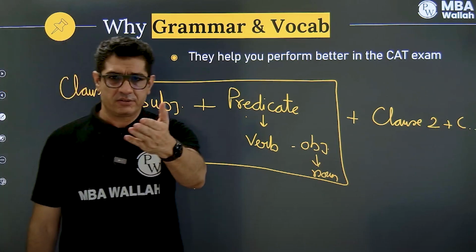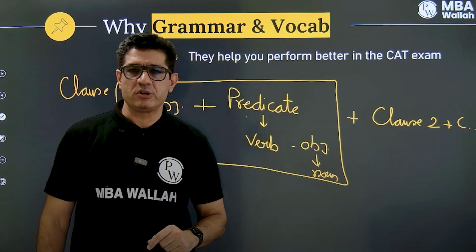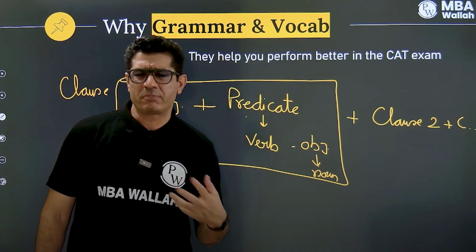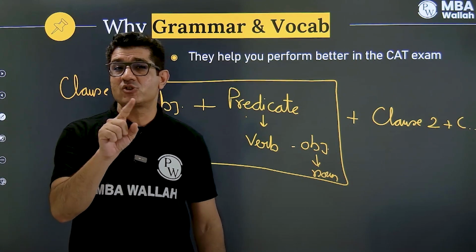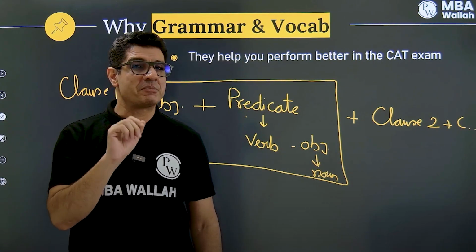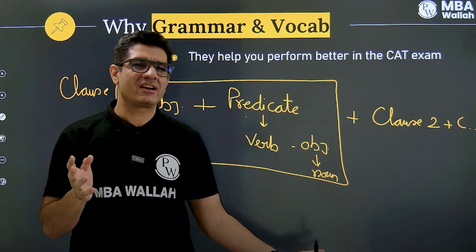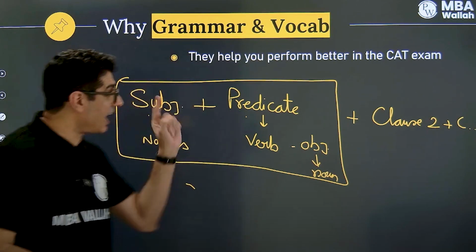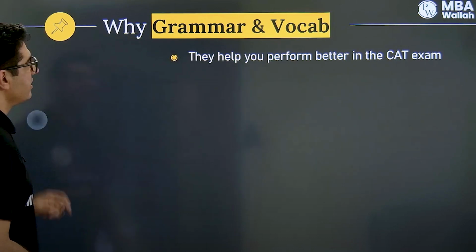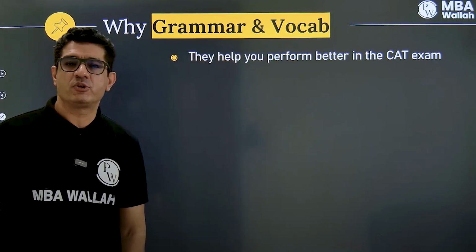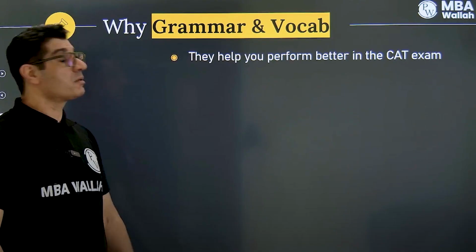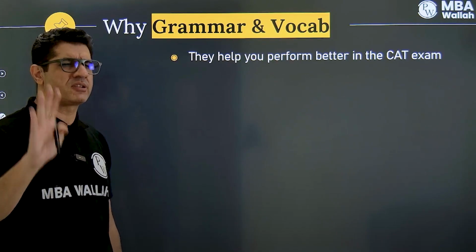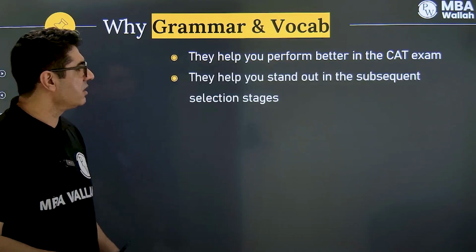Plus, you attend these VA sessions with me on this channel where you've seen there are times when I solve parajumbles and I solve paragraph odd one out, and I so very often talk about grammar based clues. So if you're weak at grammar, how would you go ahead and identify those clues? And that is why this is an area which of course helps you in the CAT exam, but the benefits don't stop just here.